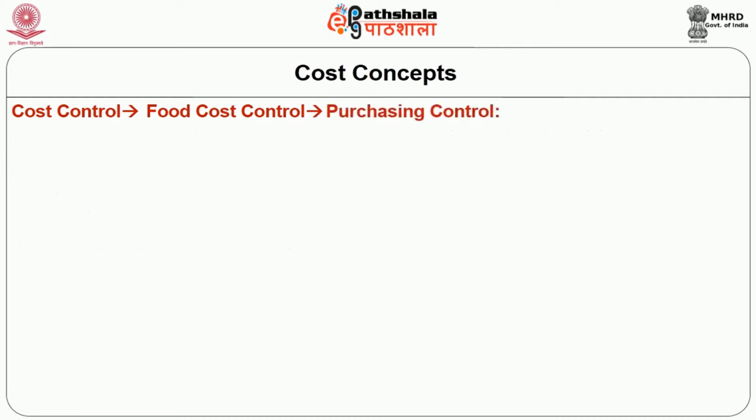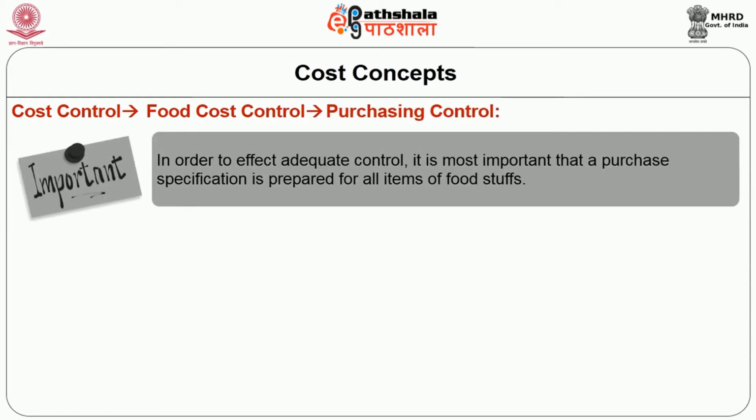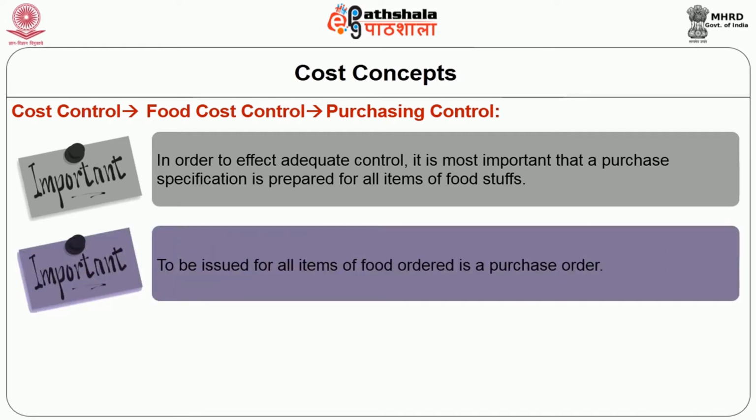Now let us see the purchasing control. In order to effect adequate control, it is most important that a purchase specification is prepared for all items of foodstuffs. Another important document to be issued for all items of food ordered is a purchase order.